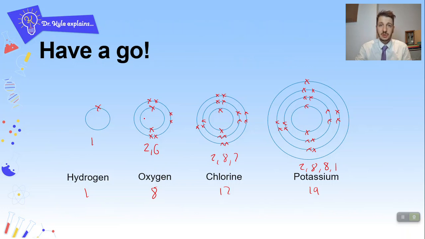Oxygen is in period 2 because it has 2 shells. And it's in group 6 because it has 1, 2, 3, 4, 5, 6 electrons on the outer shell. Chlorine is in group 7 because it has 7 electrons on the outer shell, and it's in period 3. And potassium is in group 1, the same as sodium, but this time it's in 1, 2, 3, 4, period 4. Really well done if you got that right.